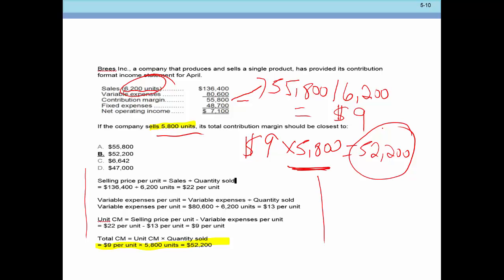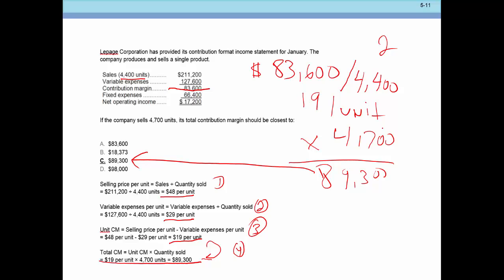Okay, good. Come over. Let's take a look at this question. For this one, they say if the company sells 4,700 units, what would be the contribution margin? Again, guys, I'm not going to go through all these steps. The more steps you have, the more chance you're going to make a mistake, right? If you can break it down to one key step, just take the contribution margin and divide that by the number of units. That gives me a contribution margin per unit of $19 per unit. And they told me here that they're going to sell 4,700 units. So $19 per unit times the 4,700 gives me this contribution margin of 89,300.